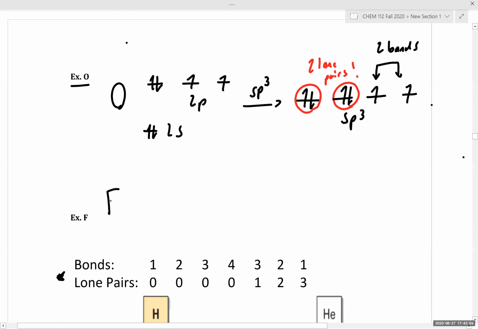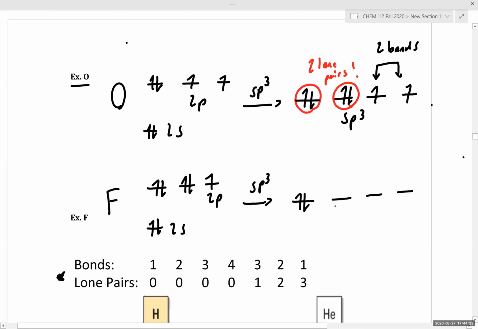For fluorine, intuitively, we would expect fluorine to form how many bonds? If we fill in our orbital diagram for our hybrid orbitals, how many bonds would we expect fluorine to be able to form? 1 bond and 3 lone pairs. That's exactly right. We take our 7 electrons, we populate our hybrid orbitals, and that in turn lets us form 1 bond, and in turn we have 3 lone pairs.